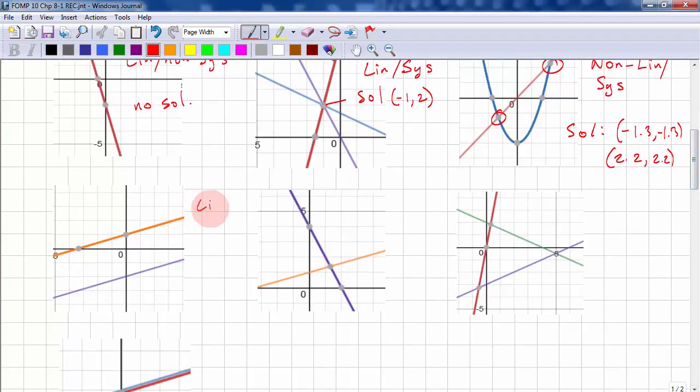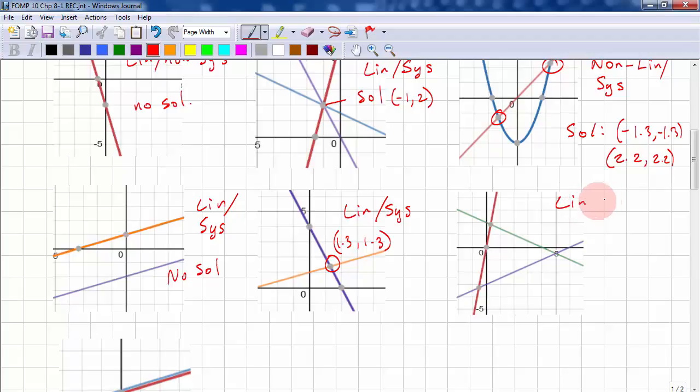This one is linear, and it is a system, because there's two equations and two variables, x and y. However, this one has no solution. This one, we have two lines, it is linear, and it is a system. Each line represents an equation. Our solution here is 1.3, 1.3.